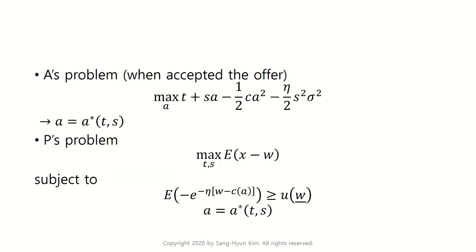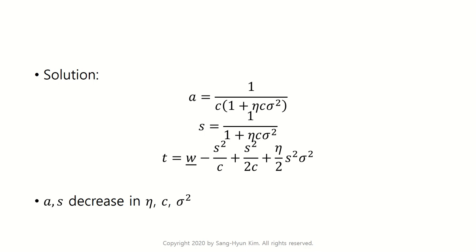After some math, we simplify the agent's problem into this. The agent just maximizes this quadratic utility function, and then we derive the optimal effort. The principal's problem is to maximize expected profit subject to the IR constraint and IC constraint, right? And when you solve this problem, you get this solution.